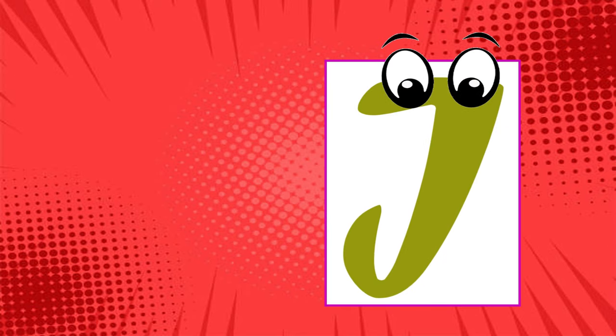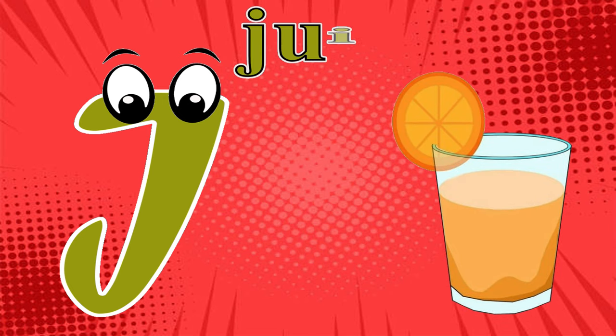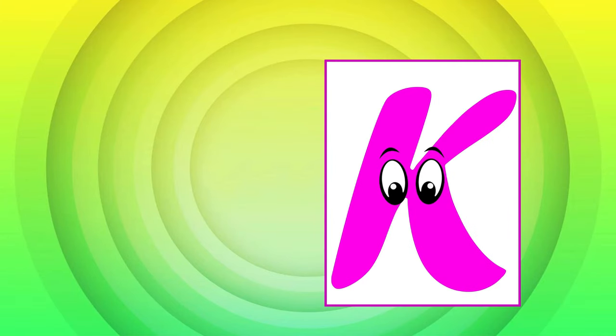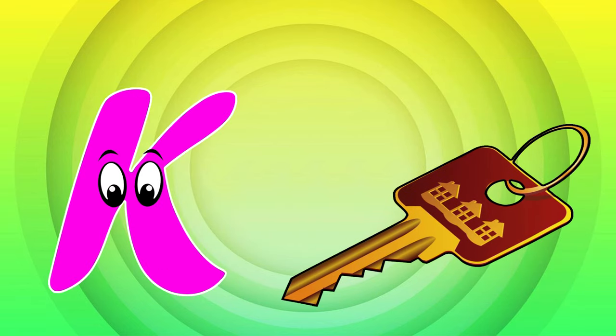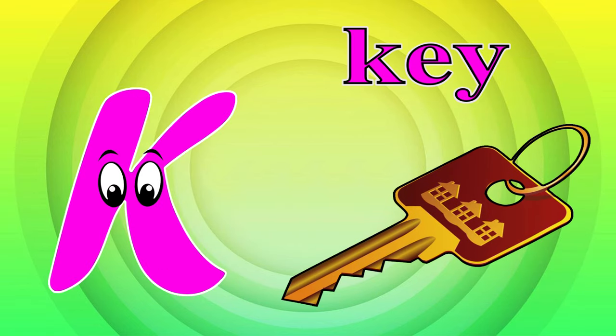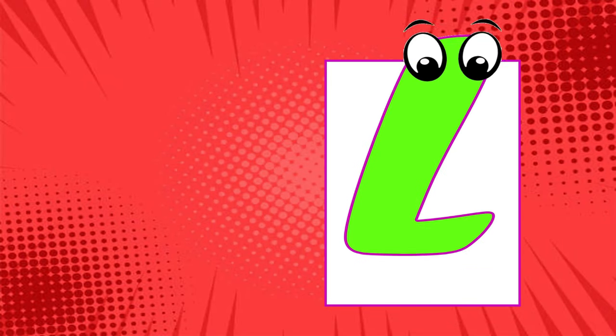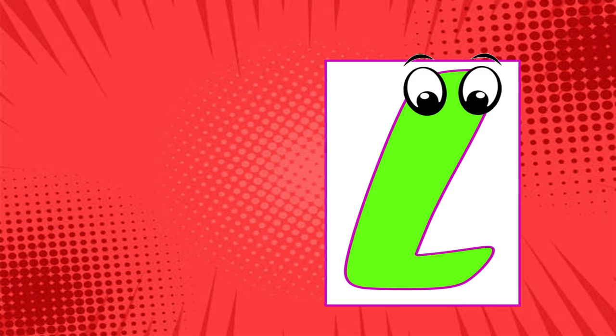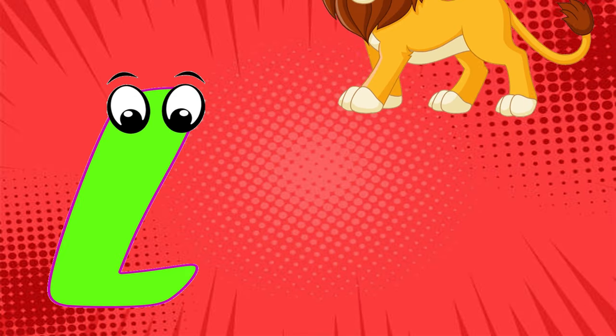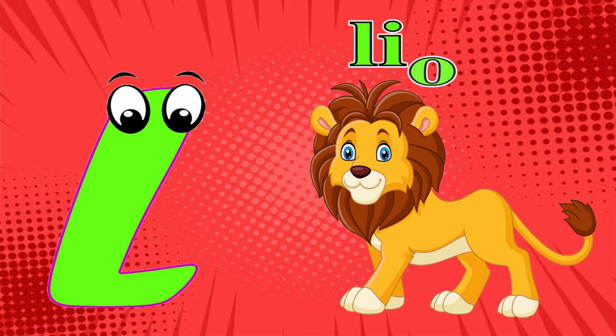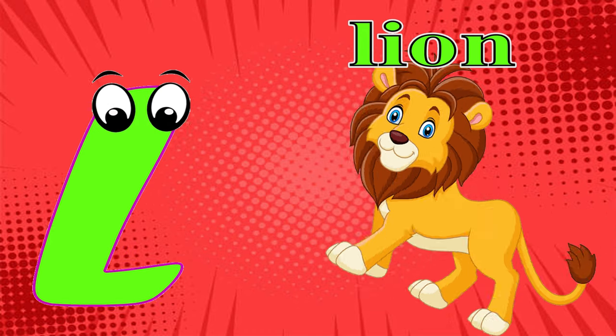J. J is for juice. J, j, juice. K. K is for key. K, k, key. L. L is for line. L, l, line.